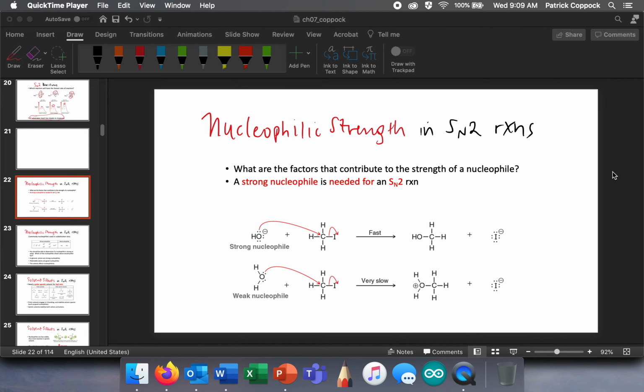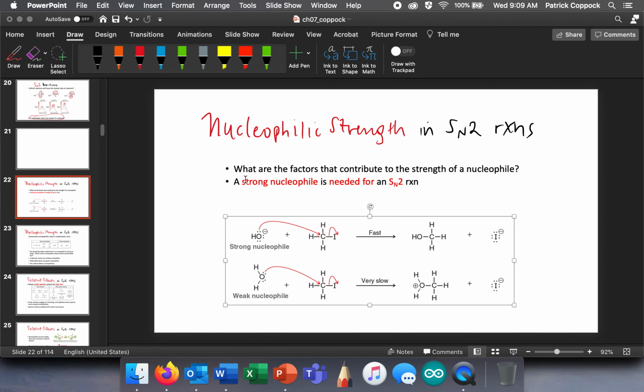SN2 reactions even more. So now we're going to talk about nucleophilic strength. That is the attacker. Let's talk about the attacker and how strong the effect of that is, right?